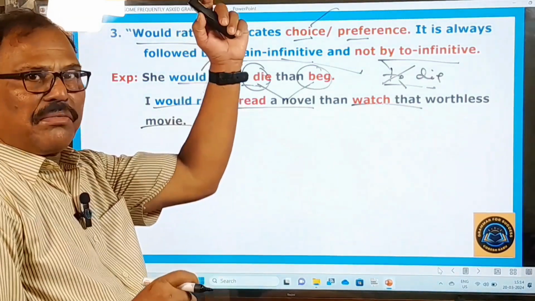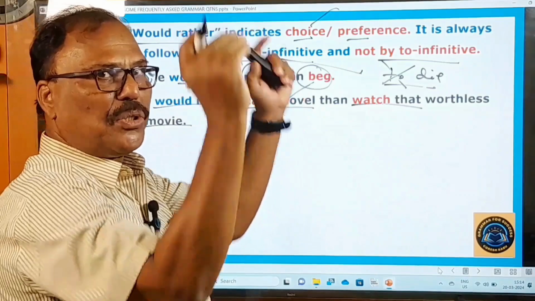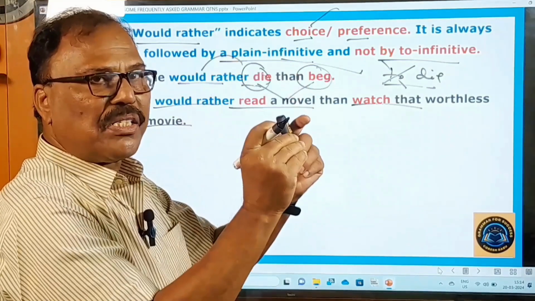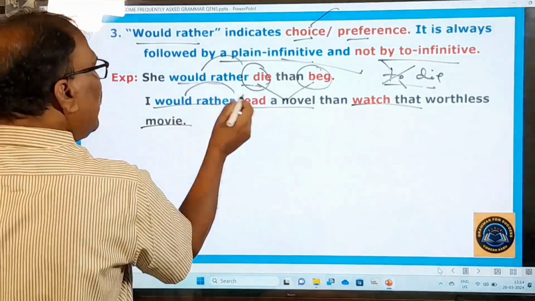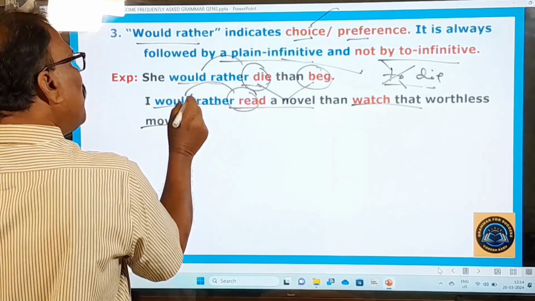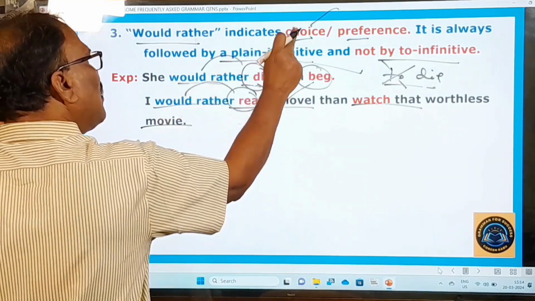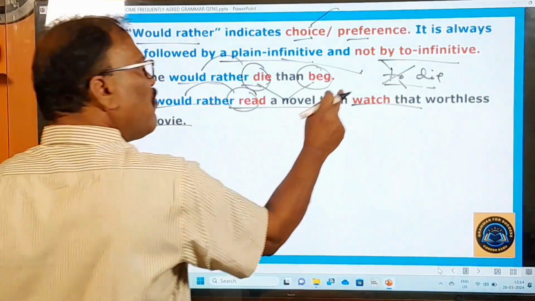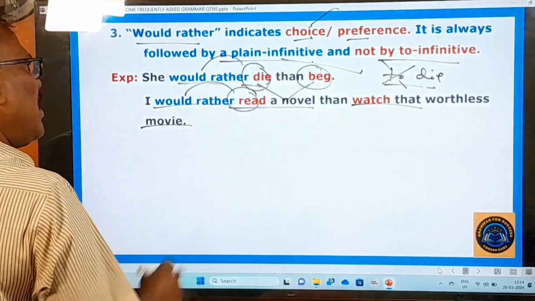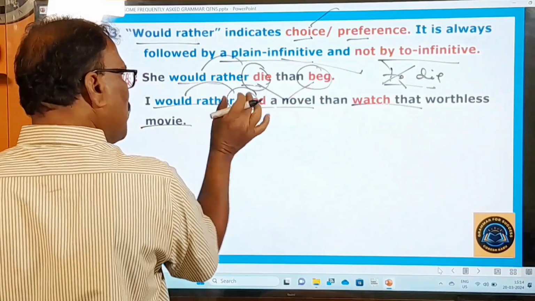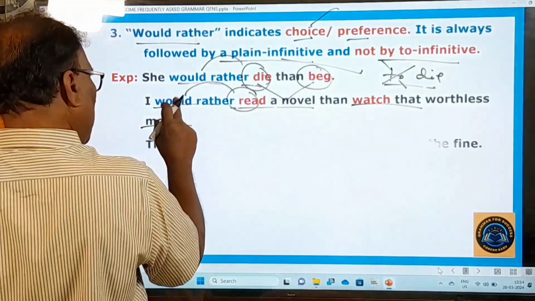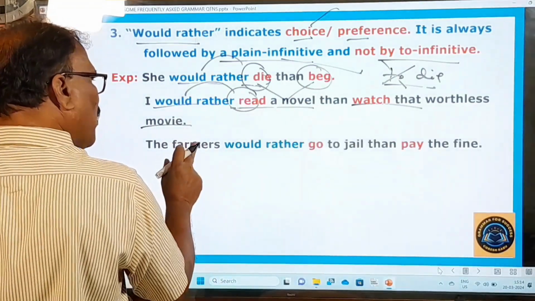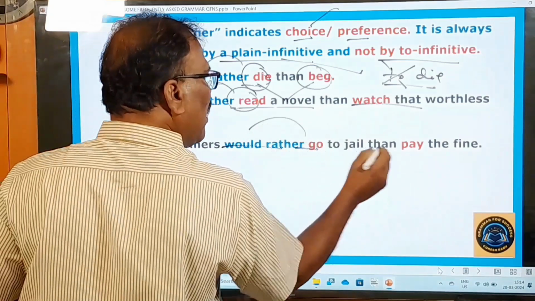Reading a novel, watching a worthless movie. These are the two actions. What is your choice? So she would rather read. This is the option. So this would rather indicates what? Choice or preference. Your preference is reading a novel rather than watching that worthless movie. So here two options are given. You are choosing this one. And then why? This would rather indicates that the farmers would rather go to jail than pay the fine.